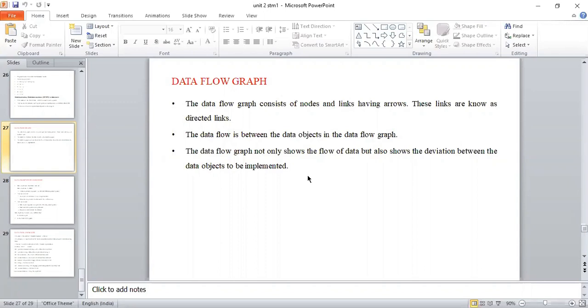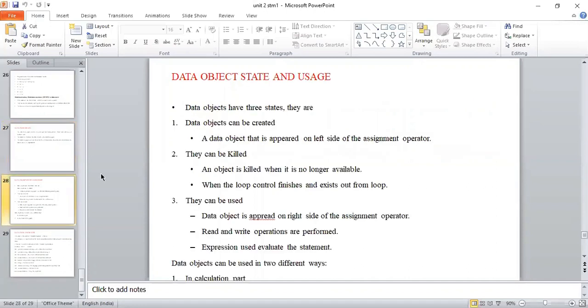It shows the flow of data: from which data the flow goes to which data, and from that data the flow continues. The flow will be represented in the data flow graph, and according to the flow, how the objects are implemented is also represented by seeing the data flow graph. So the data flow graph is nothing but the flow between data objects. When the flow between two data objects is linked through a link, that is called a directed link, and that is called the data flow graph.